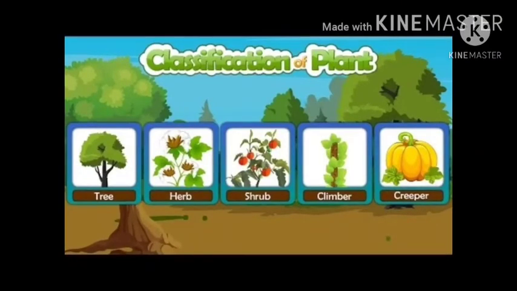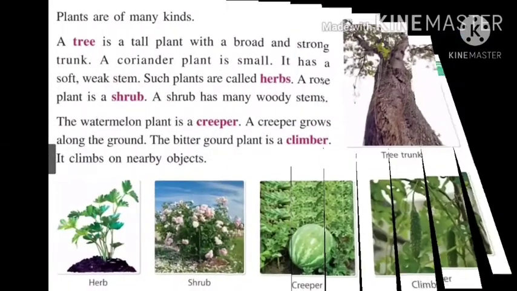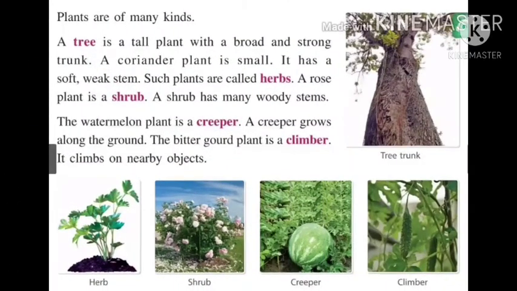Types of plants. Around us we find there are many types of plants. Those are tree, herb, shrub, climber and creeper. We'll talk more about these types of plants in the next slide. So let's talk more about the types of plants.